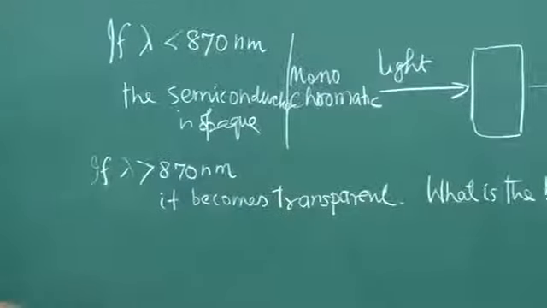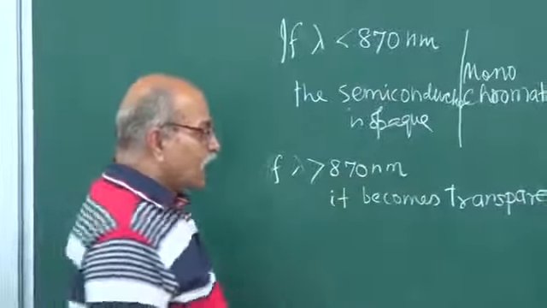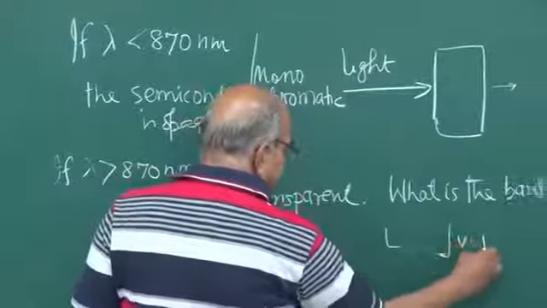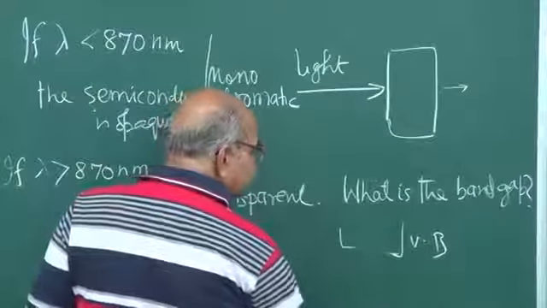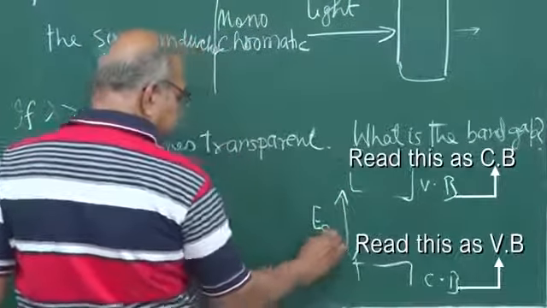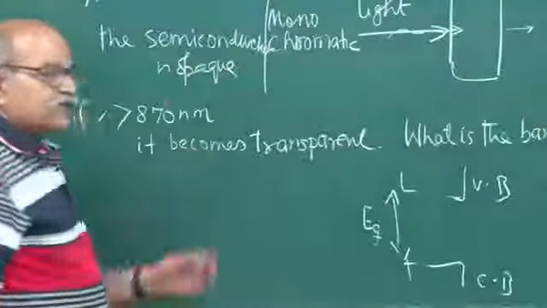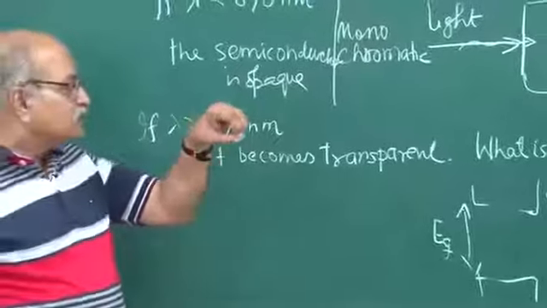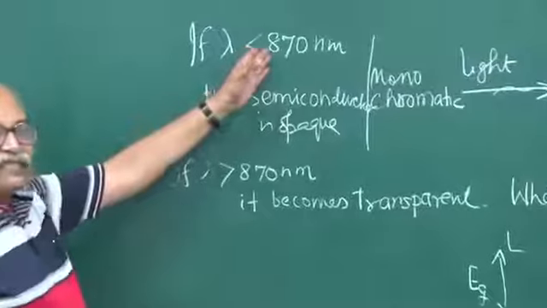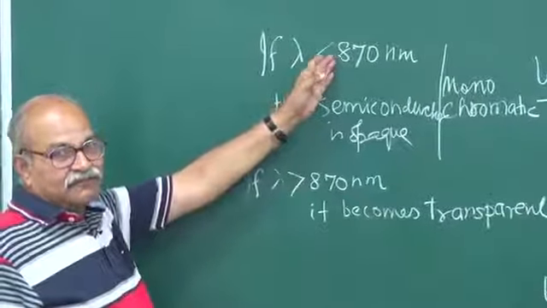So, what is the relation of this absorption and the band gap? You have the semiconductor, so you have a valence band, you have a conduction band, and then there is a band gap Eg. If light falls on this, light photons have certain energy, and you can calculate the energy of the photon corresponding to this particular wavelength.